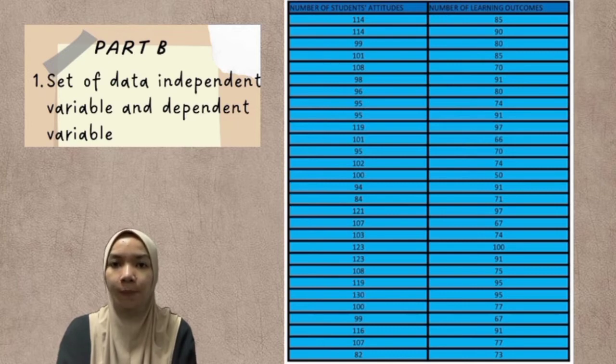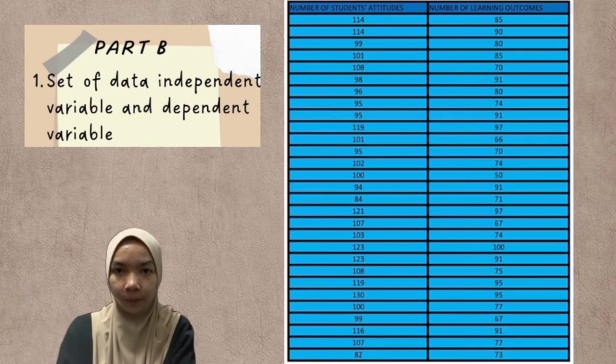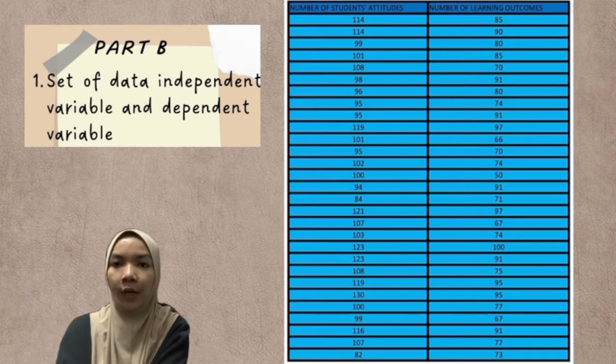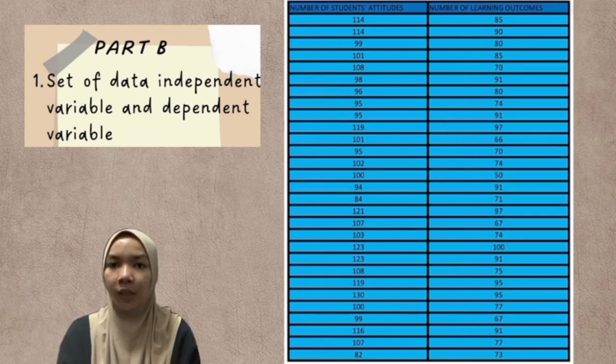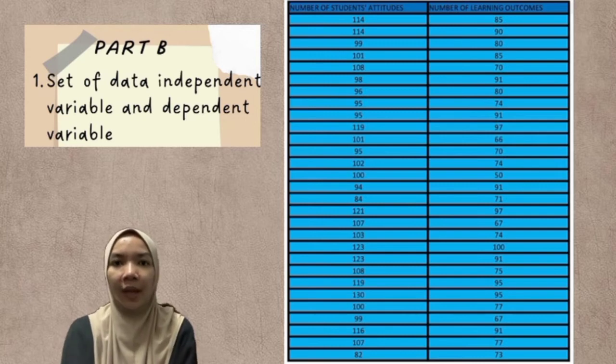The question for this part is we need to find one set of data that has one independent variable and one dependent variable. I chose data about student attitudes and their learning outcomes. So you can see the data here. X is the independent variable, which is students' attitudes, and y is the dependent variable, which is their learning outcomes.